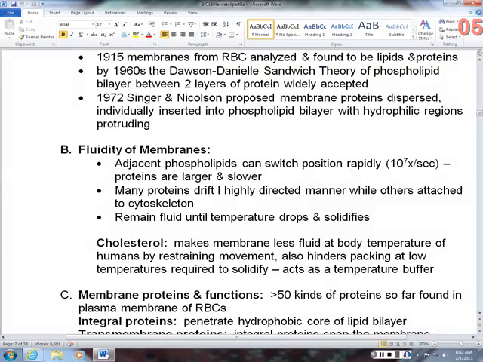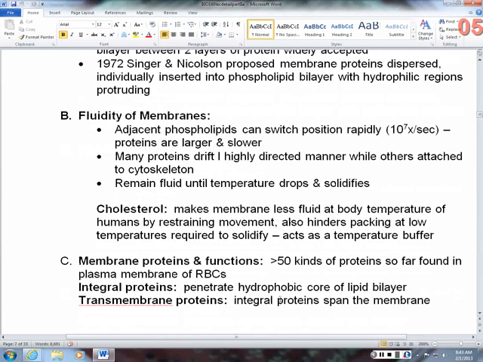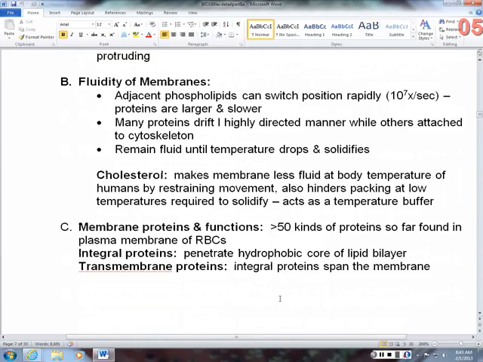Cholesterol is going to make the membranes less fluid at body temperature by restraining movement, which is good. You don't want them to be too fluid either. It's also going to help hinder packing at the low temperatures required to solidify, so cholesterol actually makes us able to tolerate a wider range of temperatures. If you didn't have cholesterol in your membranes, you wouldn't be able to survive in some of the colder temperatures or some of the warmer temperatures.